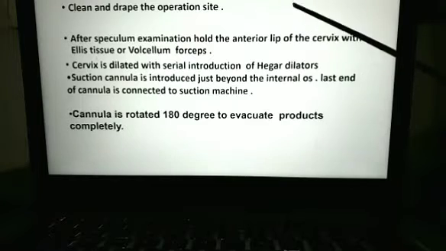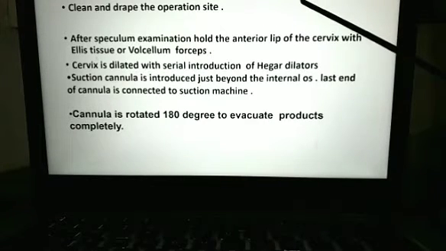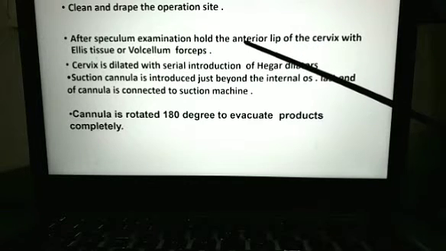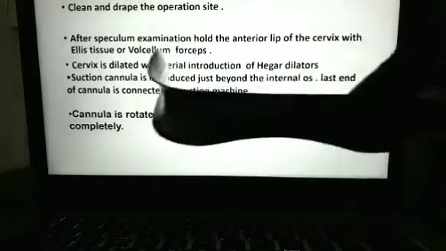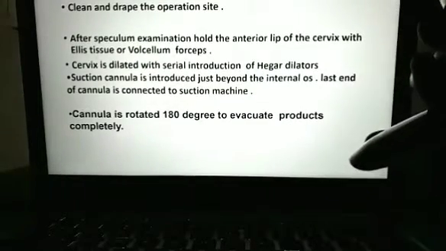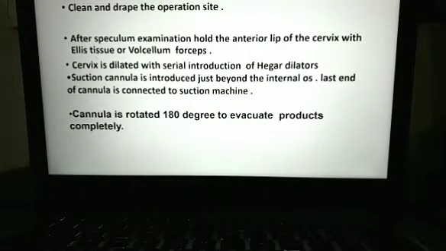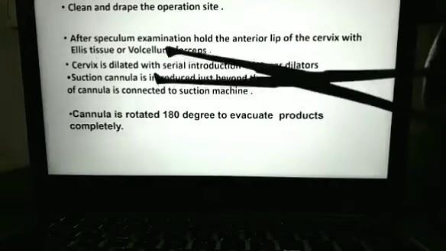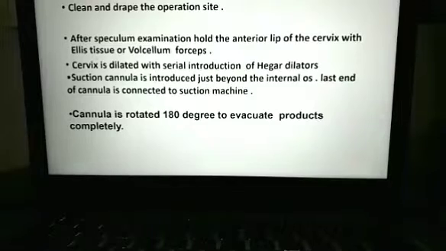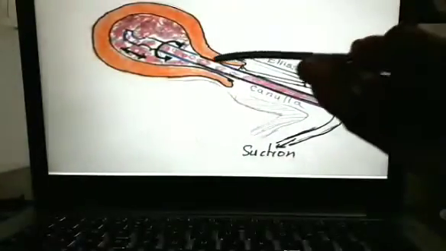The position of the patient is as usual lithotomy position with hand, leg and support. Clean and drape the patient, operation site. First, the Sims speculum is introduced inside the vagina and the posterior wall is retracted. Then, Allis tissue forceps is introduced. With the help of Allis tissue forceps, catch hold of the cervix. Next, the cervix is dilated with the help of Hegar dilators like this.